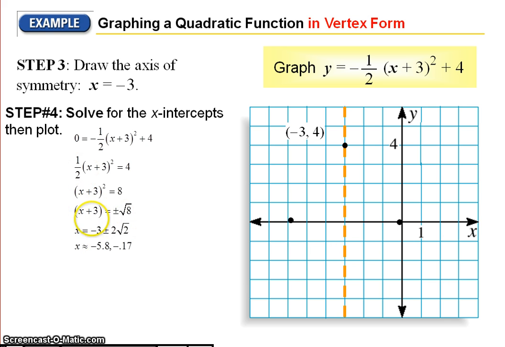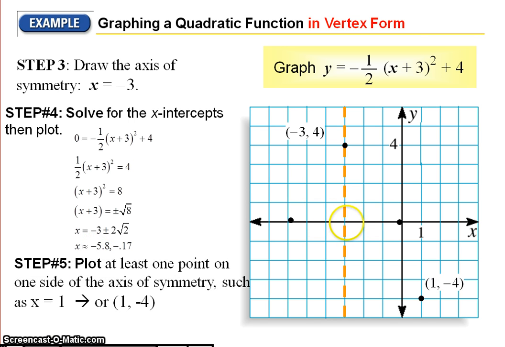So we don't get a whole number. We do get an irrational number, which we can find the approximate values on a calculator. So once we have those, we can plot our two x-intercepts, and you do see that your x-intercepts are symmetric across the axis of symmetry. Okay, so now we have 3 points. We need a total of 5 points.